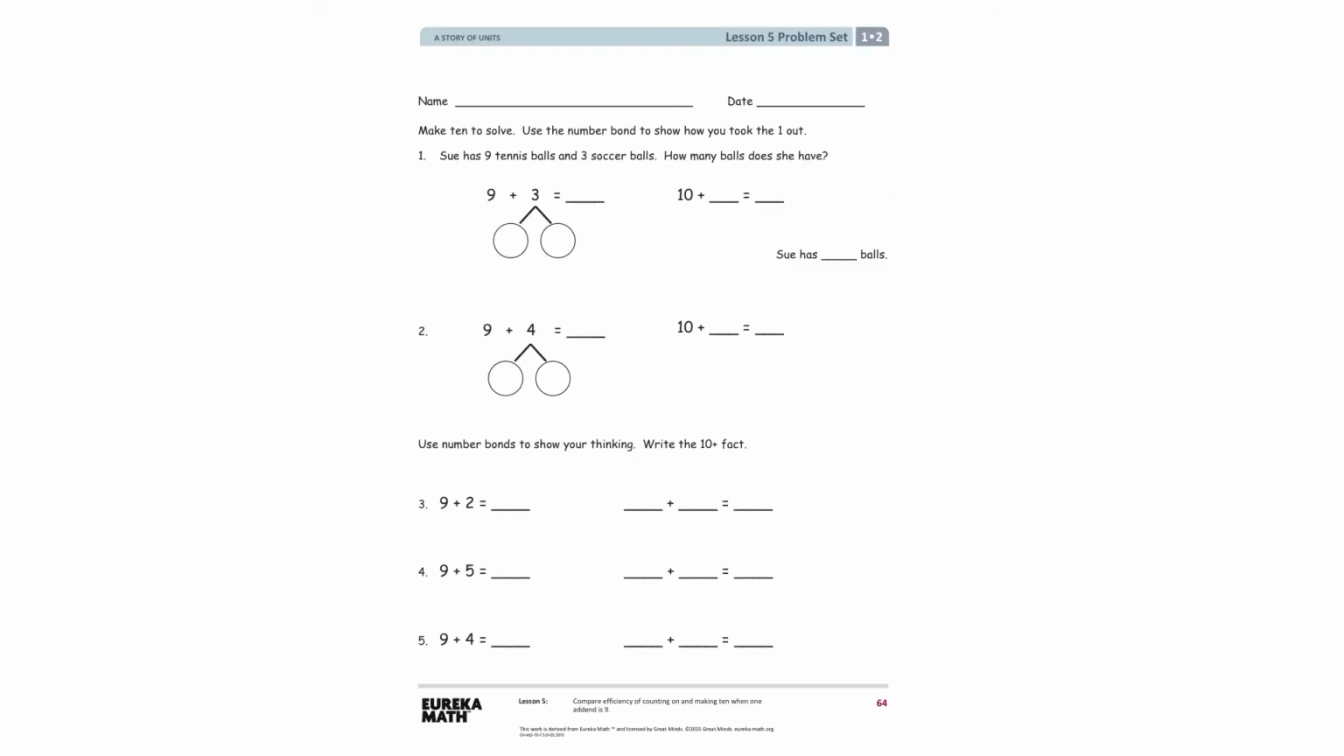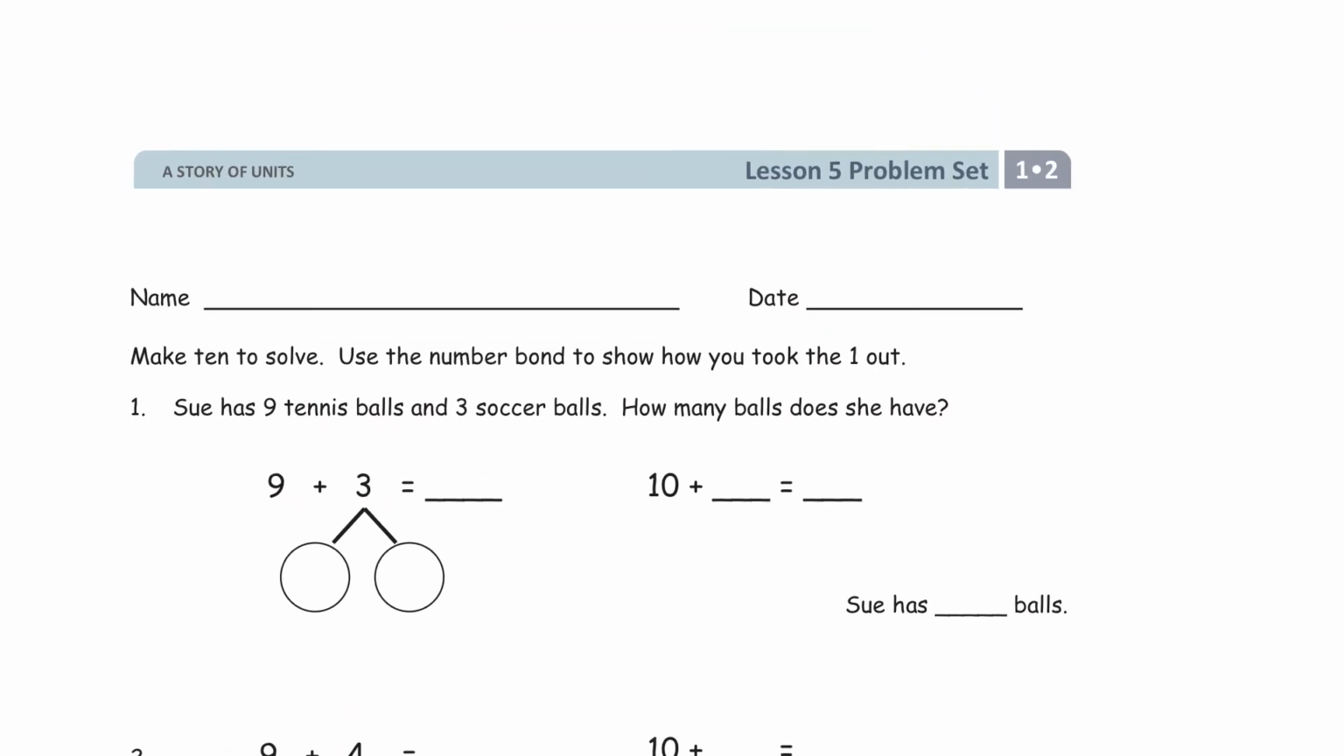What I'd like you to do now is to go ahead and grab your problem set. So pause the video, get your problem set. It's going to look like this. In the top corner, it's going to say Lesson 5 Problem Set 1.2. So again, that's Grade 1, Module 2, Lesson 5. So pause the video, come right back.